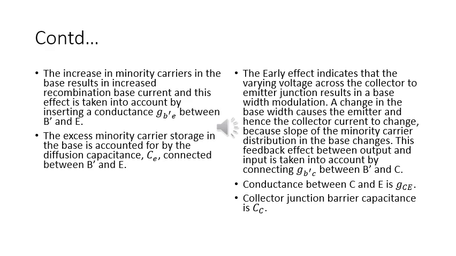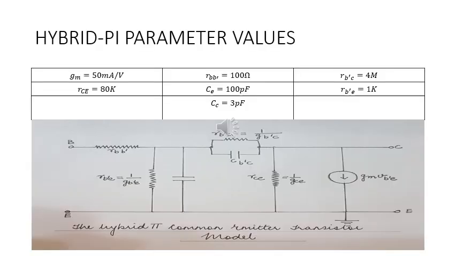This feedback effect between output and input is taken into account by connecting GB'C between B' and C. A conductance between C and E is GCE, and the collector junction barrier capacitance is indicated by CC. This table indicates typical hybrid pi parameter values. GM is 50 milliamperes per volt, RC is 80K, RBB' is around 100 ohm, CE is equal to 100 picofarad, CC is equal to 3 picofarad, RB'C is 4 mega ohm, and RB'E is 1 kilo ohm.